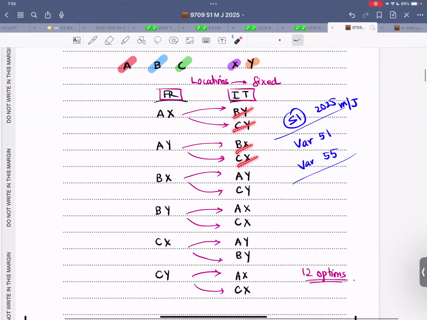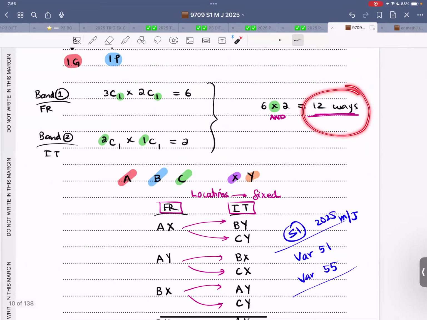1, 2, 3, 4, 5, 6, 7, 8, 9, 10, 11, 12. There are 12 outcomes. So AX, BY is one outcome. AX, CY is the other outcome. AY, BX, AY, CX, BX, AY, BX, CY, BY, AX, BY, CX, CX, AY, CX, BY, CY, AX, CY, CX. So there are 12 options. That further solidifies and consolidates this fact.